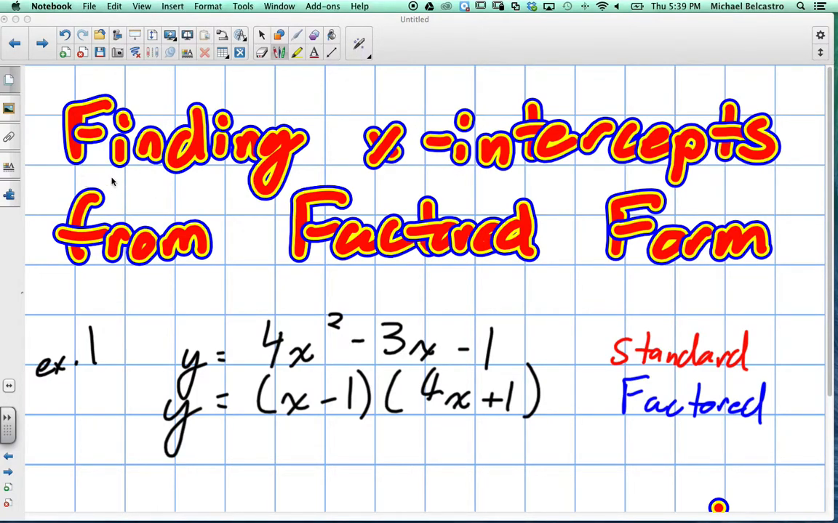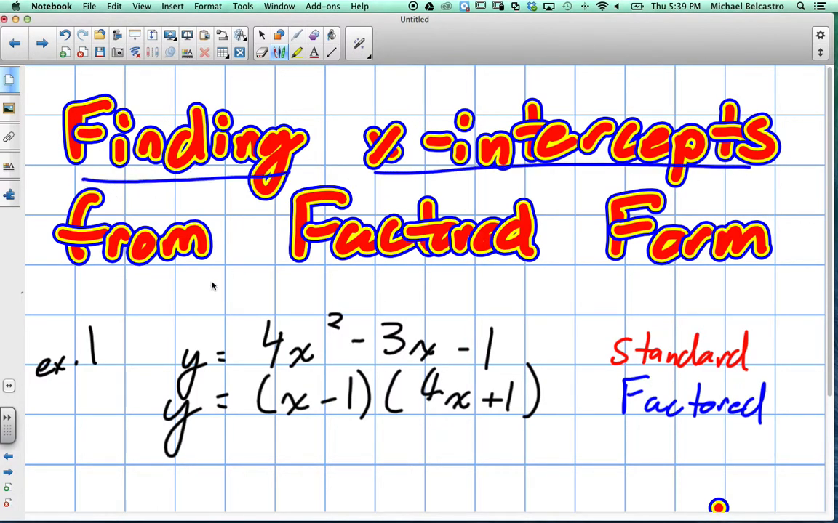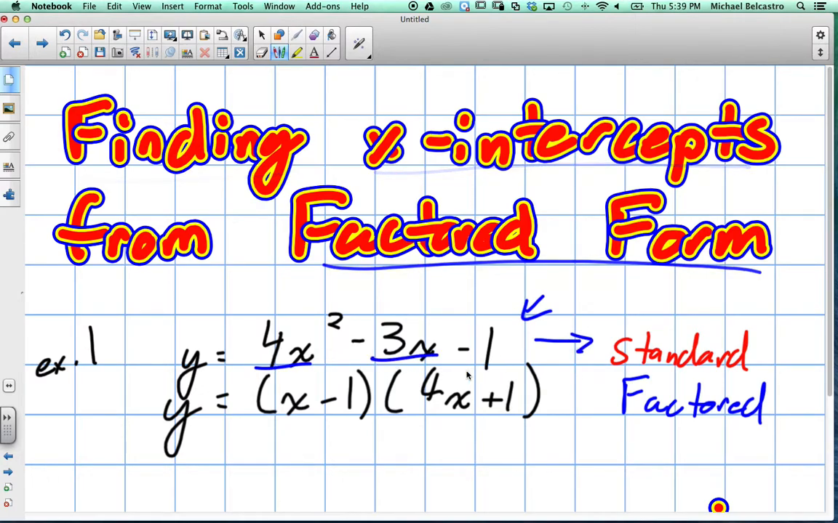Okay, we're going to look at finding x-intercepts from factored form. So we have a question here. This is a trinomial, and this is its standard form. See how there are three terms. And then you went through the process of putting it into factored form. In other words, what you did is you factored it.